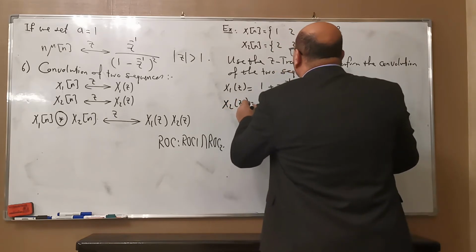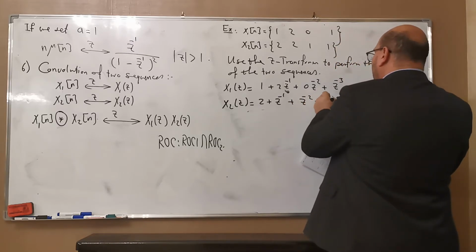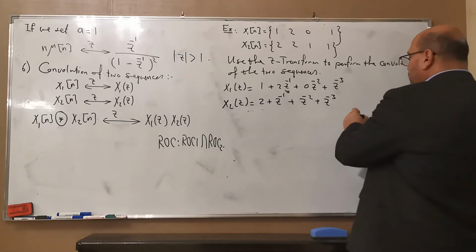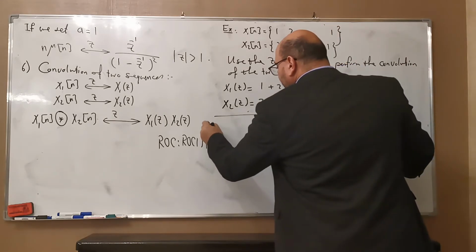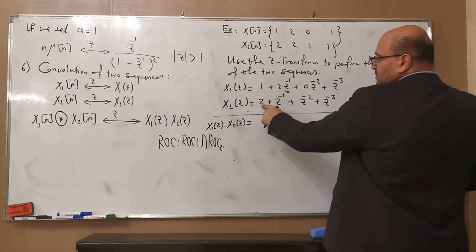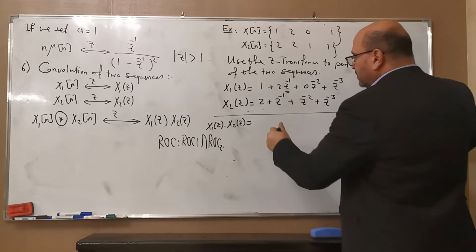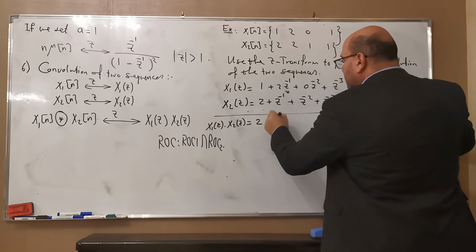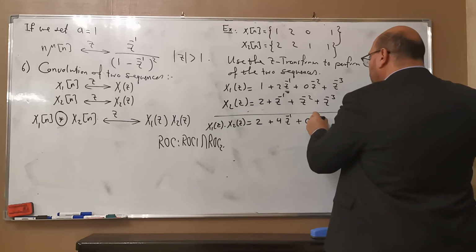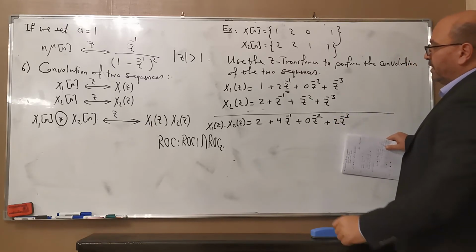x2 of Z is equal to 2 plus 2Z inverse plus Z to the minus 2 plus Z to the minus 3. So these are the two polynomials. We are going to multiply them, and we will have x1 of Z times x2 of Z. We take the first element and multiply it by all the elements of x1 of Z. So 2 times 1, 2 plus 4 Z inverse plus 0 Z to the minus 2 plus 2 Z to the minus 3. So we have the first one.